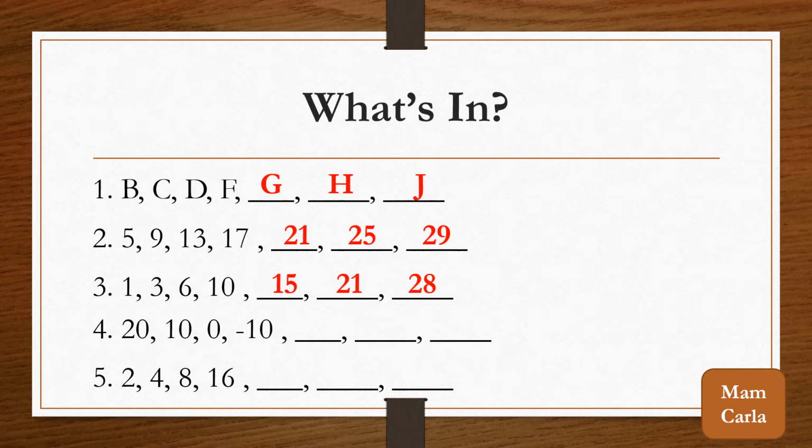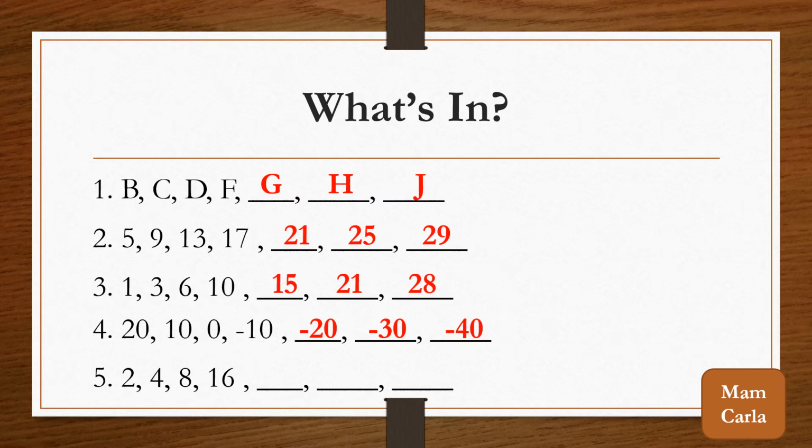So for number 4, we have 20, 10, 0, negative 10. What have you observed about the pattern? Very good. So the pattern is to subtract 10 from each succeeding term. So we have negative 20, negative 30, negative 40.